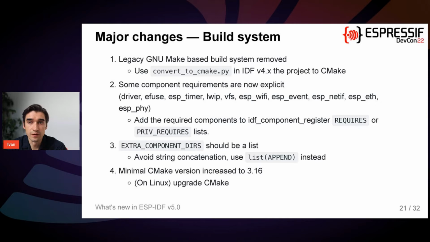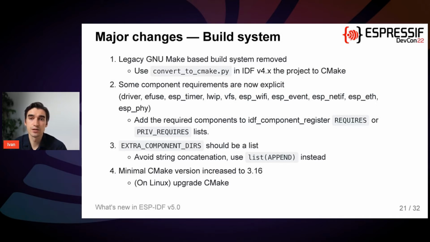If you have been using other chips than ESP32, so ESP32-S2, ESP32-S3, or ESP32-C3, then it means you are already using CMake based build system, and there is nothing to worry about. Only ESP32 was supported in the legacy GNU make based build system.